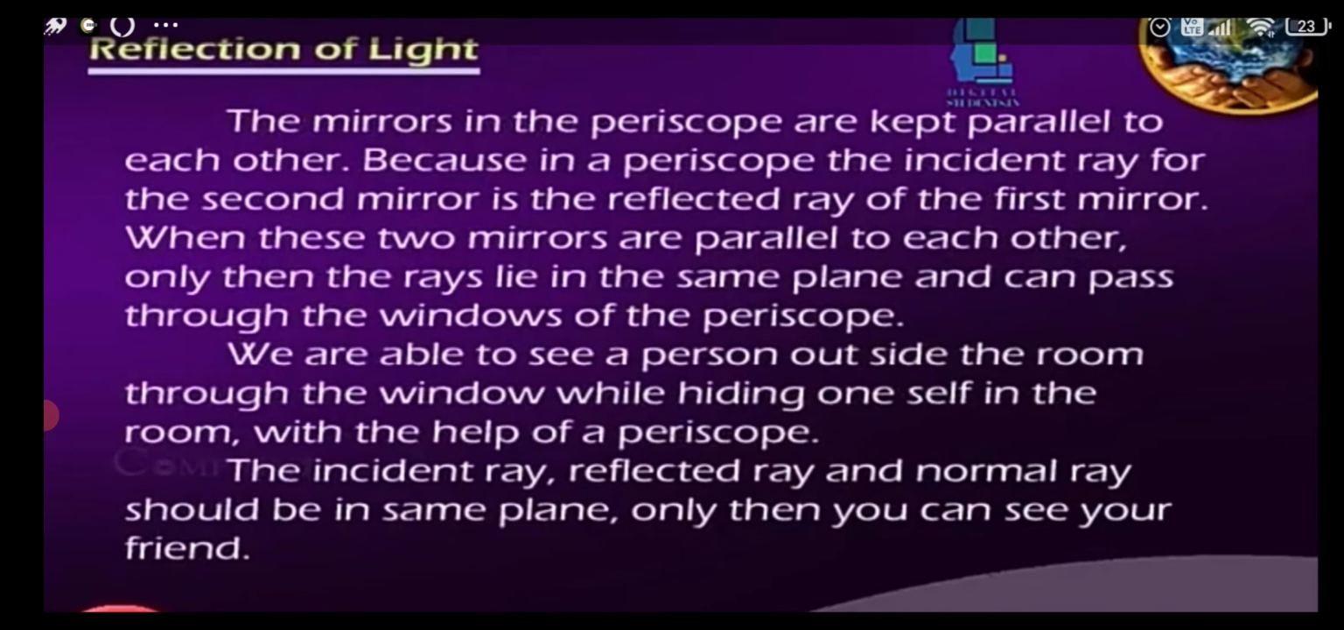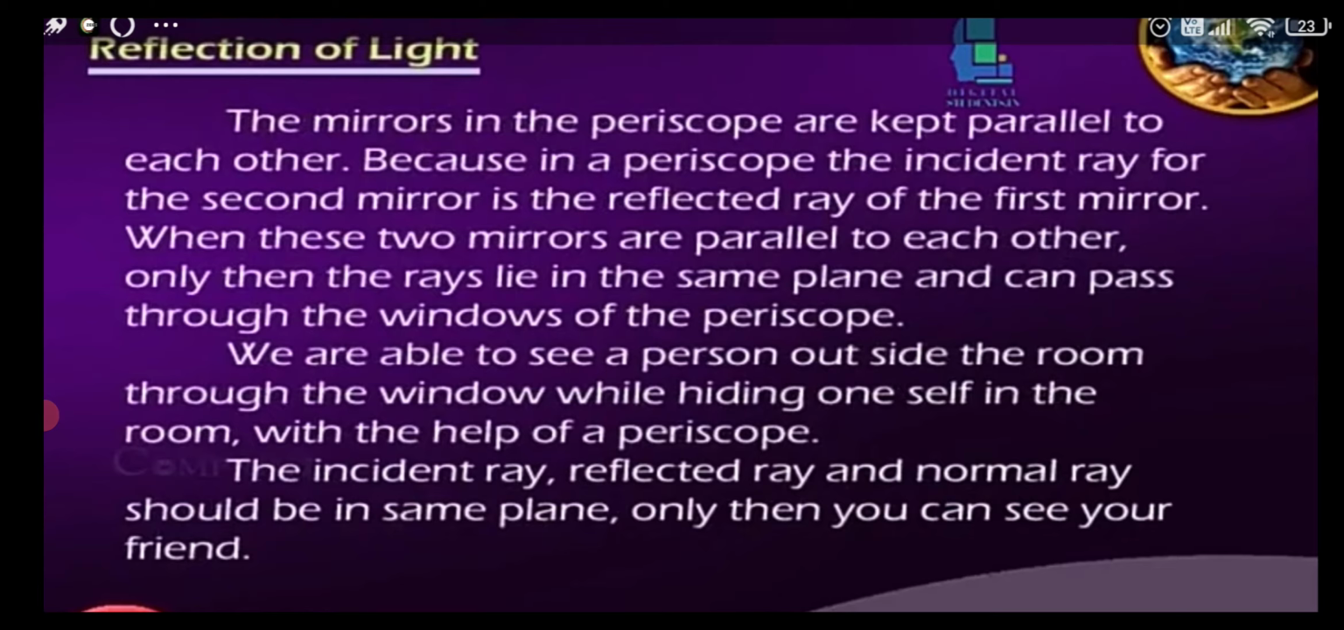The mirrors in the periscope are kept parallel to each other because in a periscope the incident ray for the second mirror is the reflected ray of the first mirror. When these two mirrors are parallel to each other, only then the rays lie in the same plane and can pass through the windows of the periscope. Then we are able to see a person outside the room through the window while hiding oneself in the room with the help of a periscope.